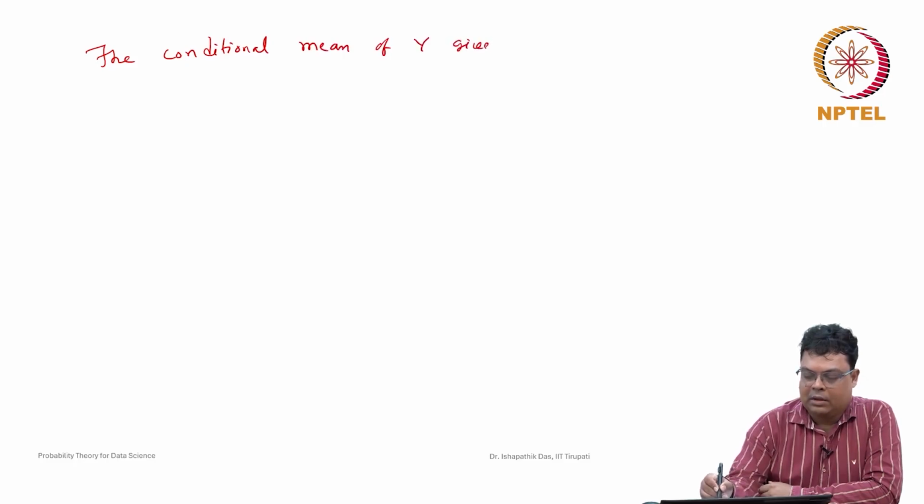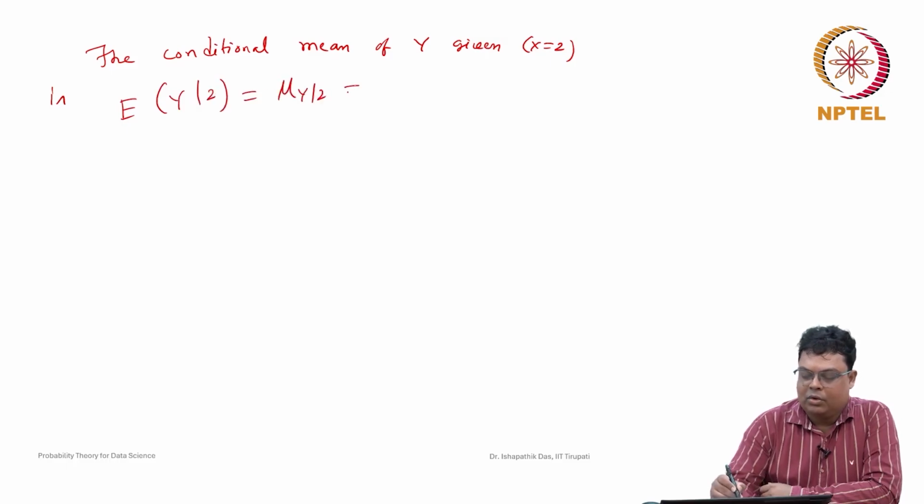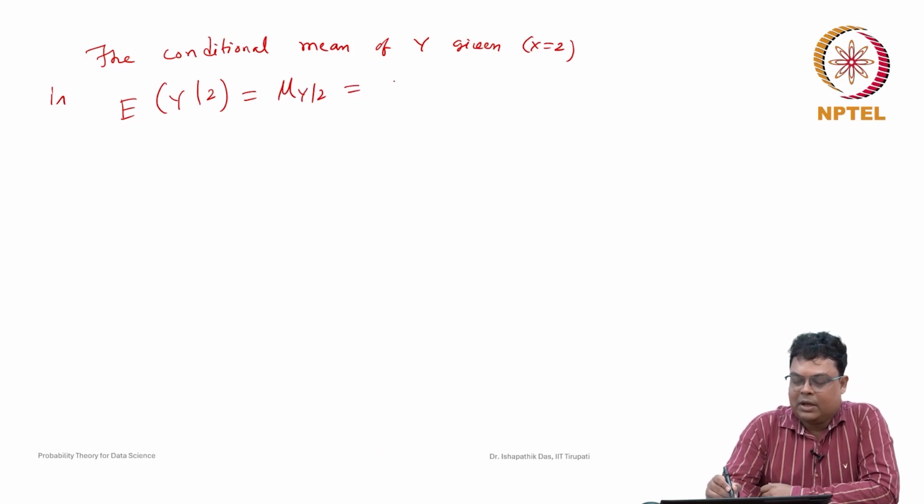Conditional probability mass function. Now with respect to that, we will find the conditional mean of y given x equal to 2. It is defined as the expected value of y given x_i is 2 here, so mu y given 2. By definition, this is the summation over all the possible values of y_j times the probability of y_j given 2.